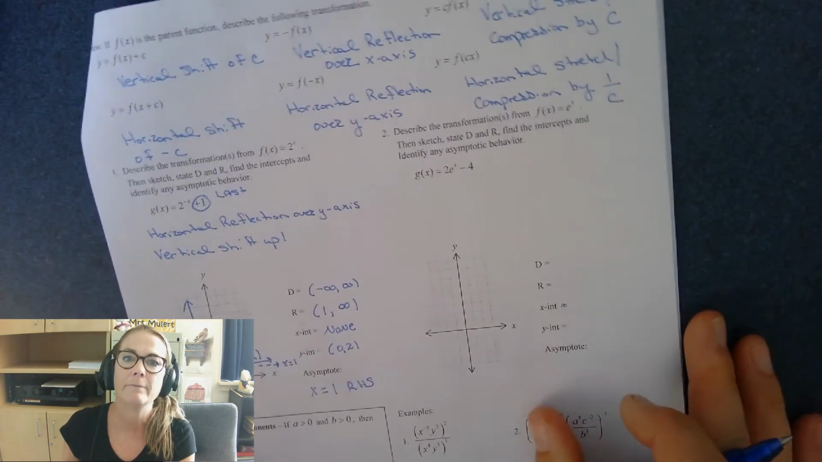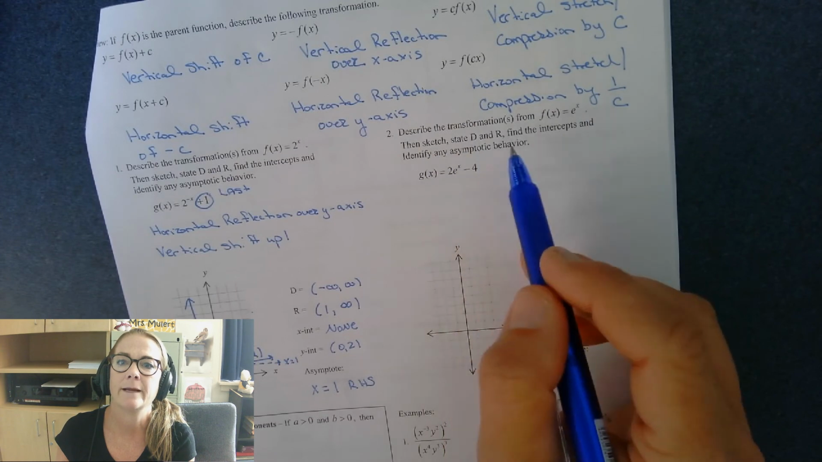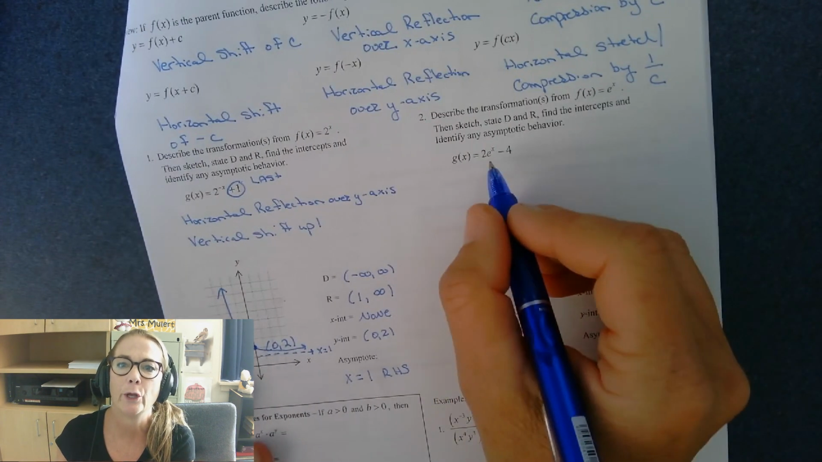All right, one more here, and I think we can cover all of that on Monday. Describe the transformations from e to the x, then sketch, and give the domain, range, intercepts, and asymptotes. Okay, so let's list this first.